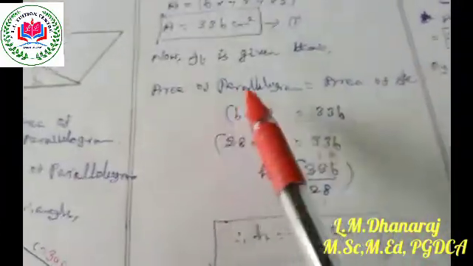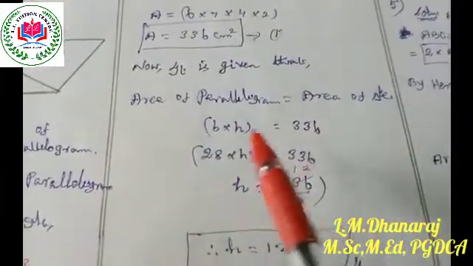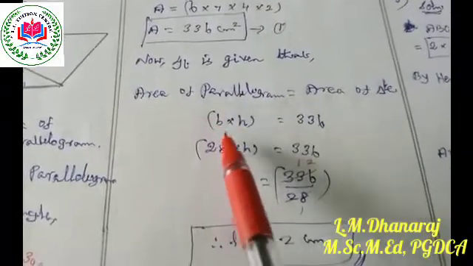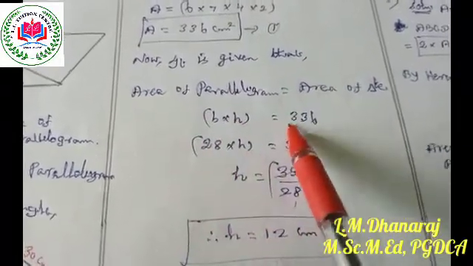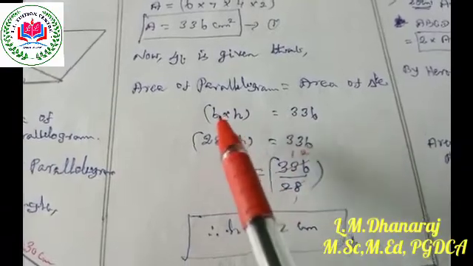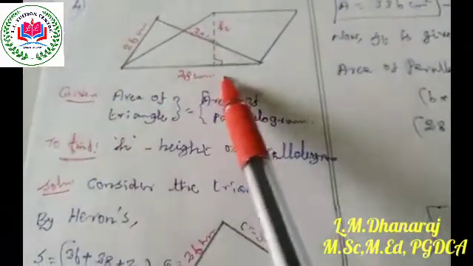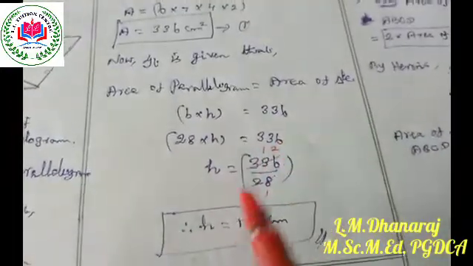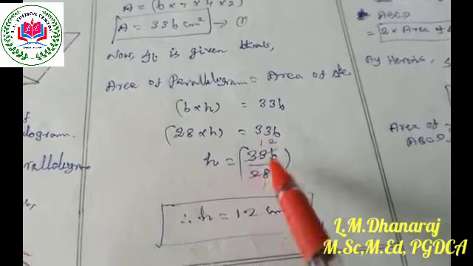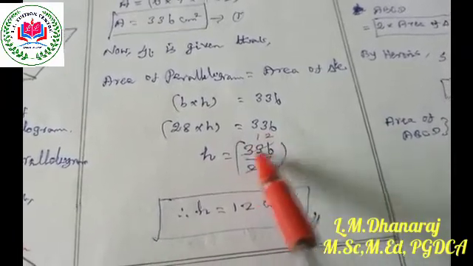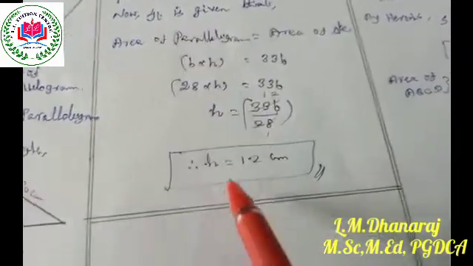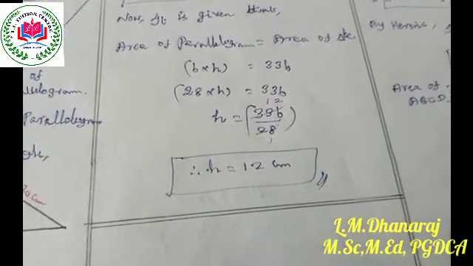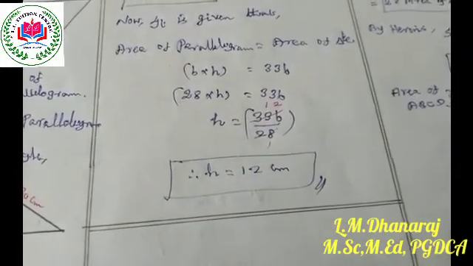Now area of parallelogram is equal to area of the triangle. That is, area of parallelogram formula is base into height is equal to 336. So base is 28. From the diagram we can say this is the base. So 28 into h is equal to 336. So height is equal to 336 divided by 28. By cancellation, we will be getting 12. So the height of the parallelogram is 12 centimeter.